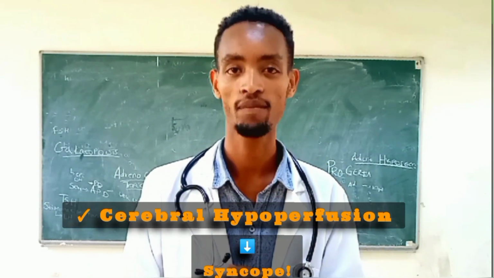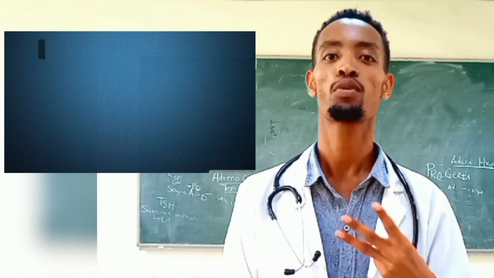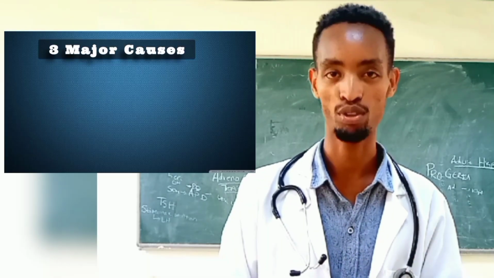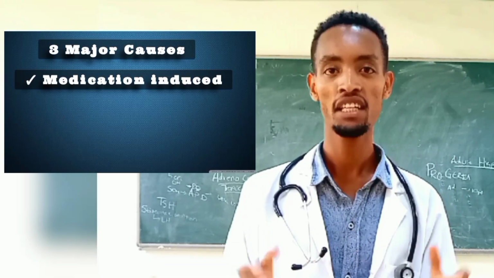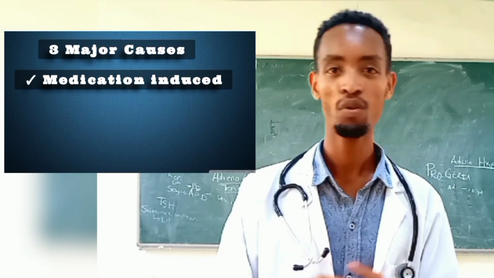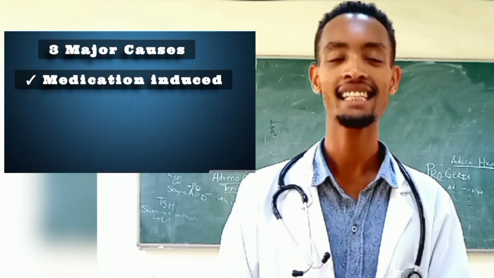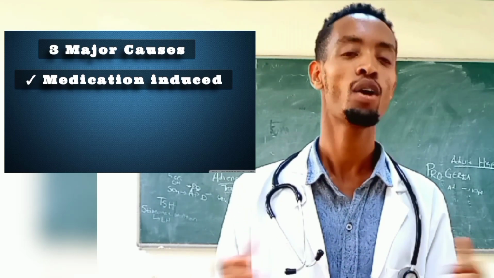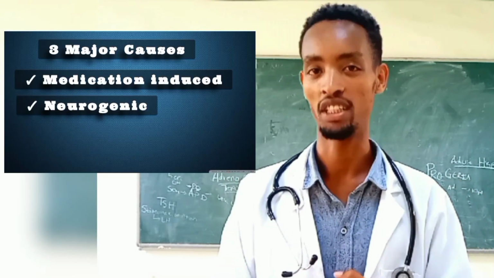So what are the causes of orthostatic hypotension? Generally, there are 3 major causes of orthostatic hypotension. The first and the most common cause of orthostatic hypotension is medication induced. Some medications, usually the vasodilators, including alpha-1 blockers, beta-2 agonists, and tricyclic antidepressants, are involved in syncope related to orthostatic hypotension.